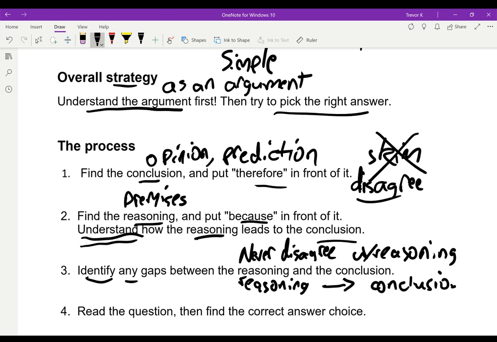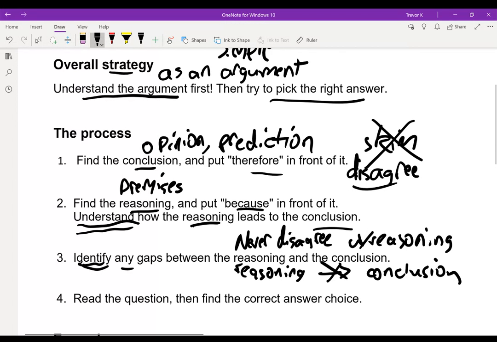We can say, okay, well, I accept the reasoning, I accept your premises, your facts are what they say they are, but that doesn't necessarily mean they lead to your conclusion. You said because this, therefore this, but I have my doubts about the because. So this is when we're really identifying the gaps. And for weaken questions or assumption questions or anything like that, this will often just tell us the right answer if we're good at identifying the gaps. And then last, we read the question and we find the correct answer choice.